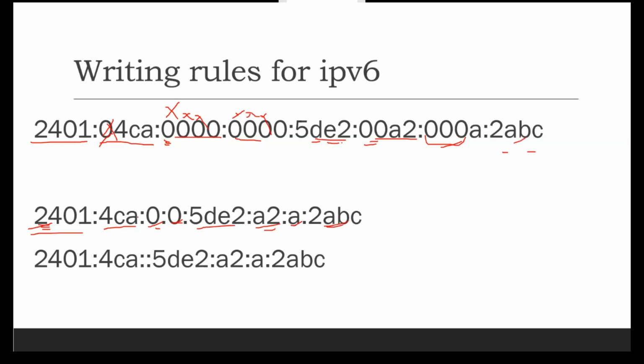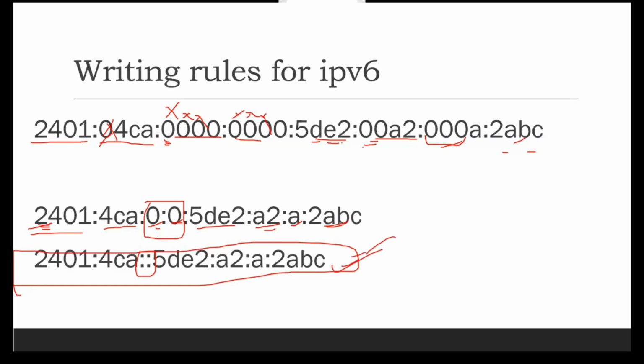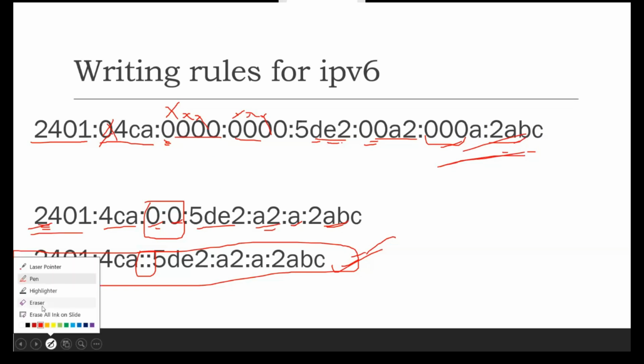One more rule is there. If at any time zeros are available in this form, you can remove both of them and write a double colon like this. You can write a double colon there. So that much we can shorten here: 2401:4CA and so on. And we can also put the same IP address. Even if you put the full IP address, your operating system will shorten that IP automatically.